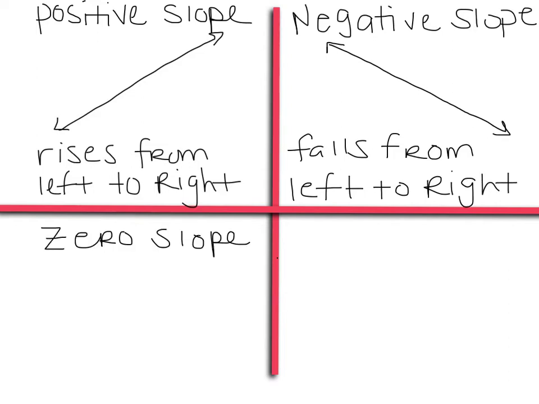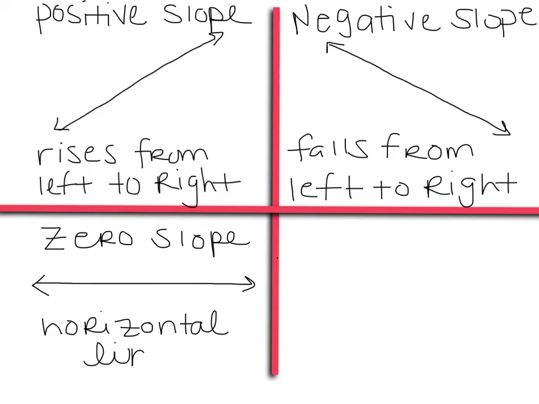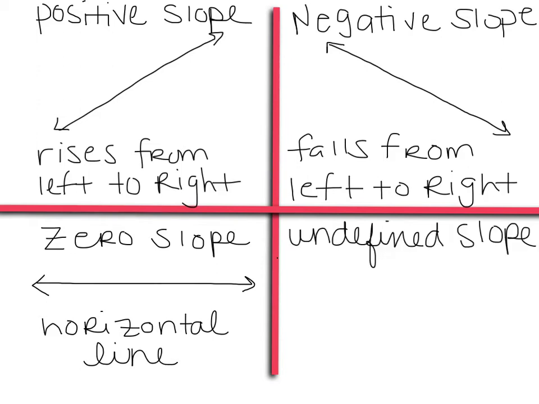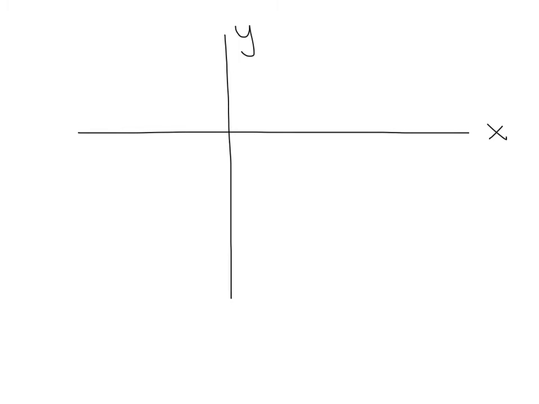A line has 0 slope if it looks like this. It's not rising or falling at all, and this is a horizontal line. We say a line has undefined slope if it looks like this. It's a vertical line. I hope you've noticed that all of these graphs have been lines, so that makes all of these linear functions.